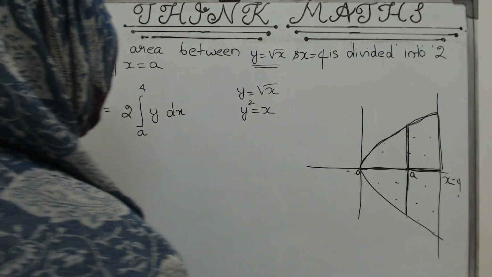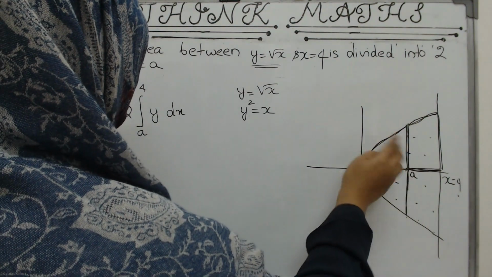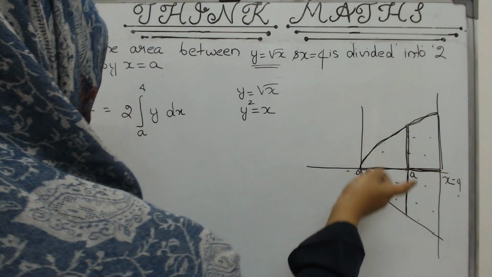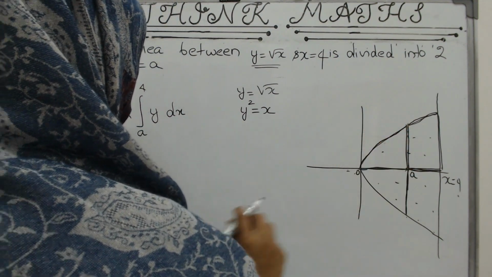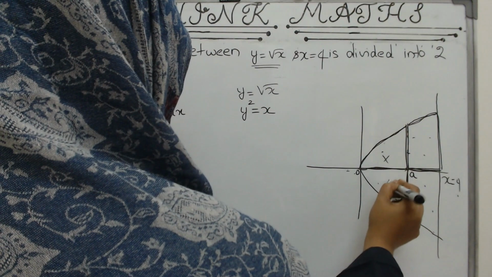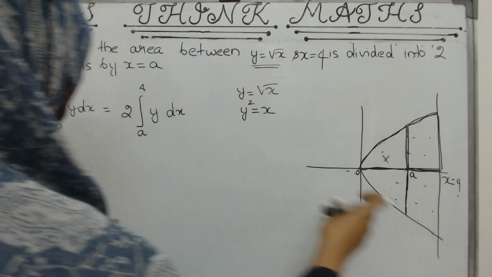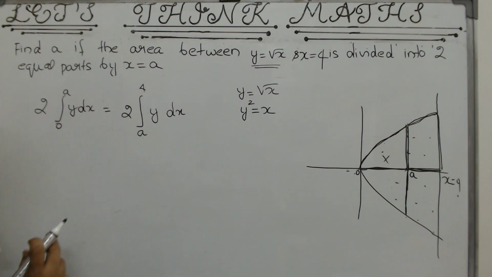Why is that? This is because you see the way the parabola is, it is symmetrical around its axis, which happens to be the x-axis. So all you have to do to get the whole area is just multiply what is on the top by 2. So there you have your equation. 2 and 2 get cancelled.